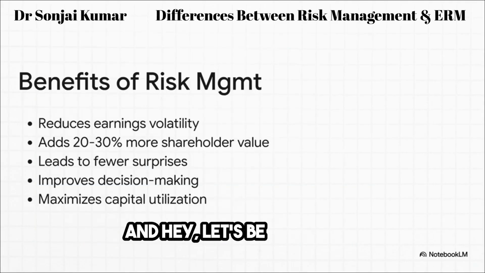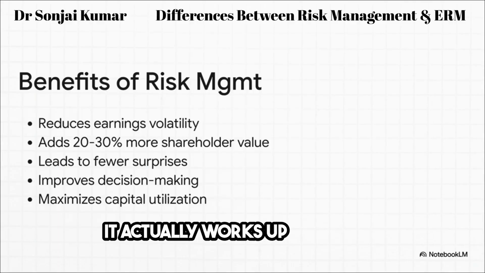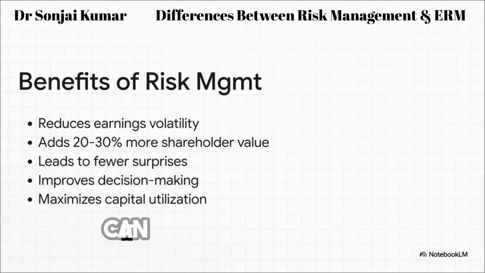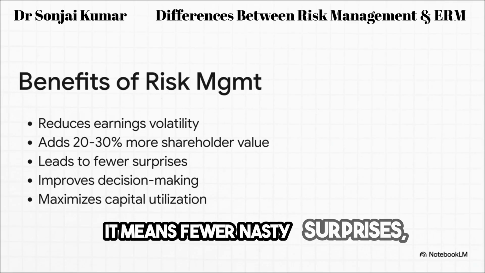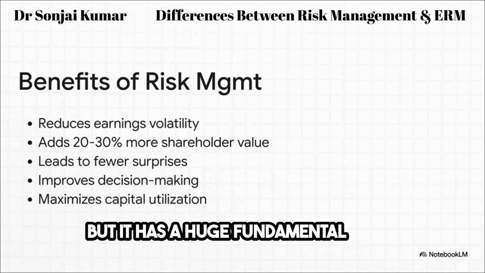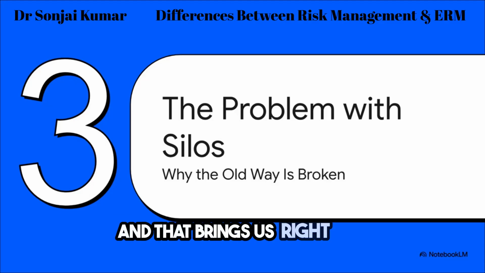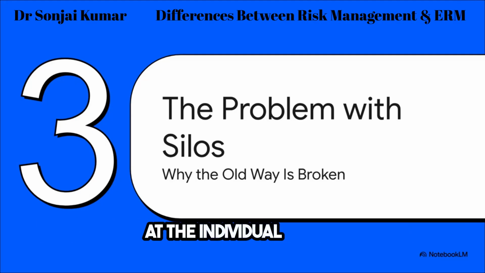And hey, let's be clear, this process isn't useless. Not at all. It actually works up to a point. I mean, studies have shown it can add a solid 20 to 30% more shareholder value. It means fewer nasty surprises, and it absolutely helps companies make smarter decisions. But it has a huge, fundamental flaw. And that brings us right back to that puzzle analogy. This is the problem with only looking at the individual pieces.